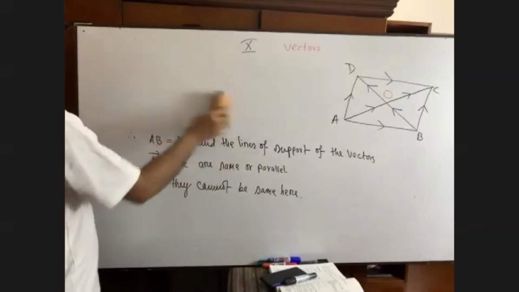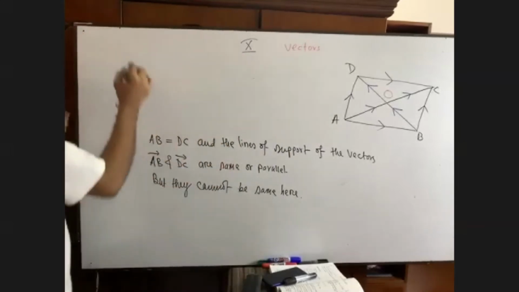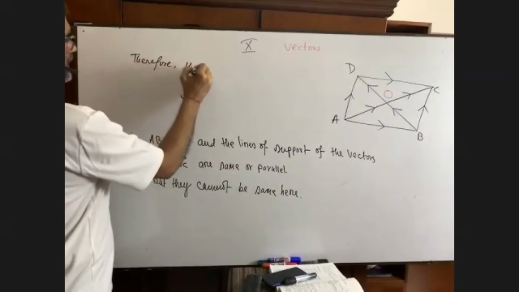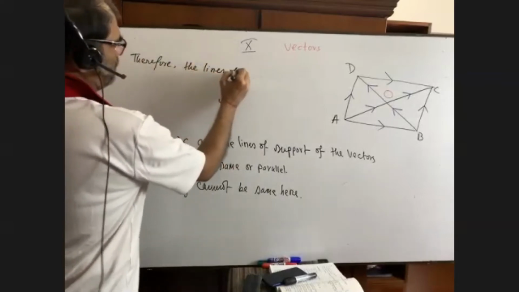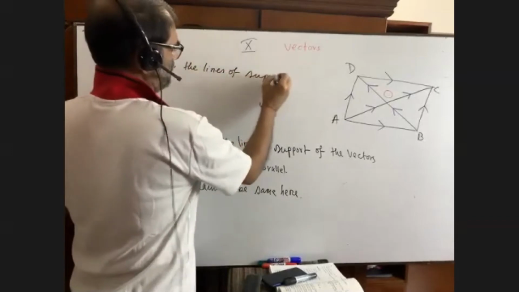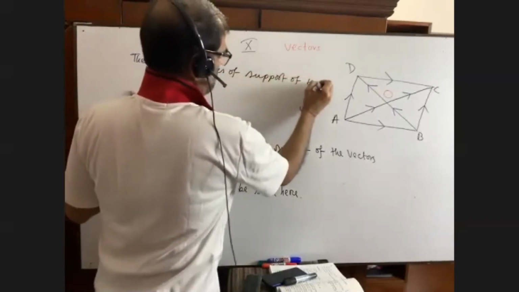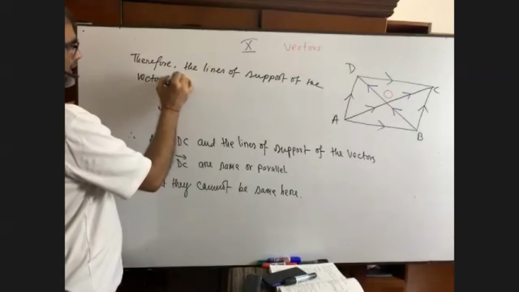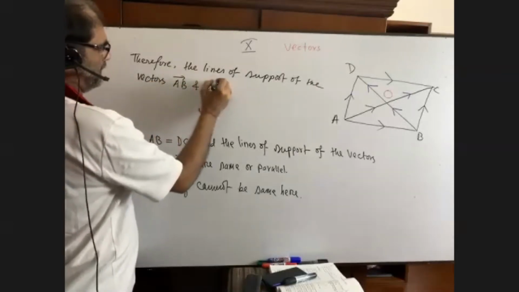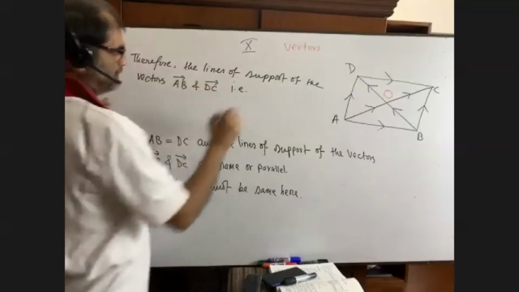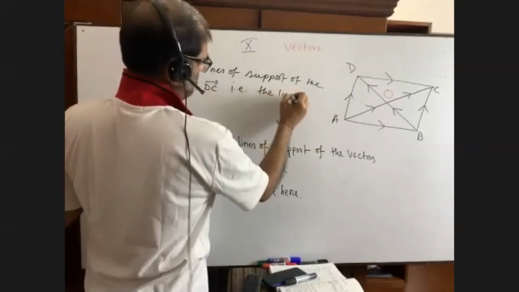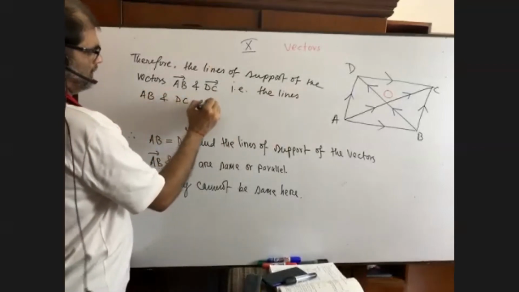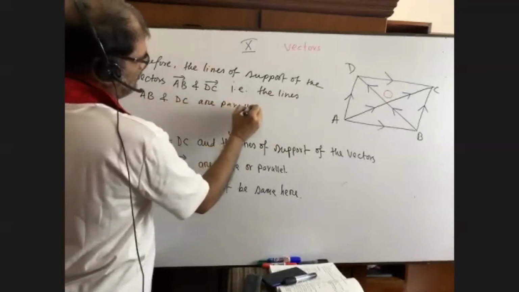Therefore, what should we write now? Therefore, the lines of support of the vectors AB and DC, that is, the lines AB and DC are parallel.